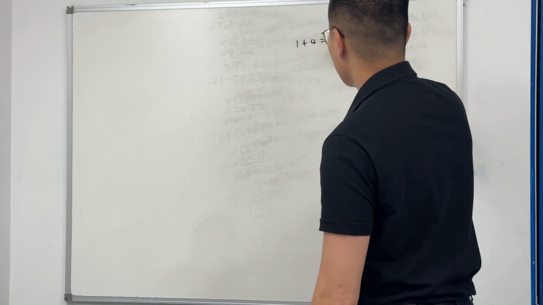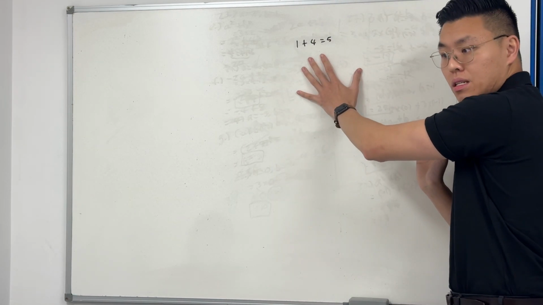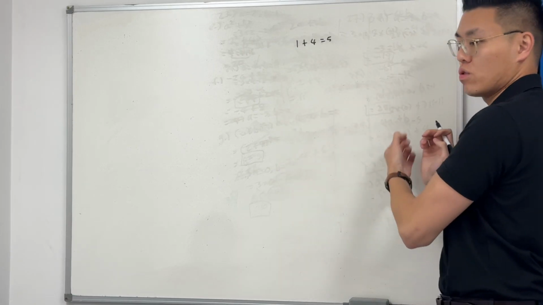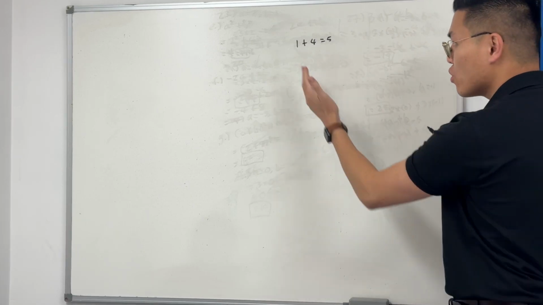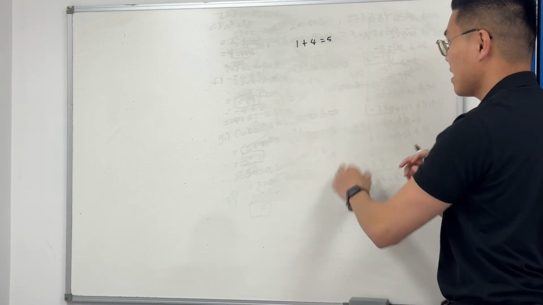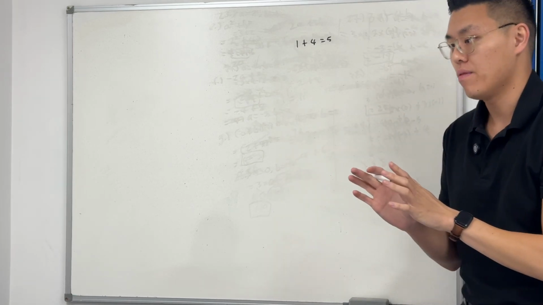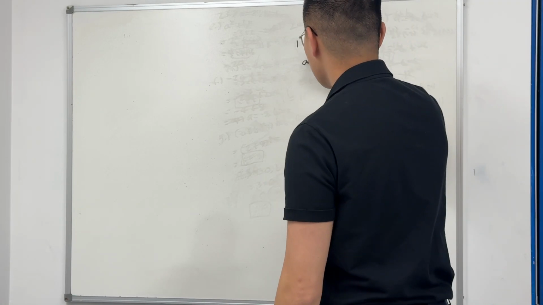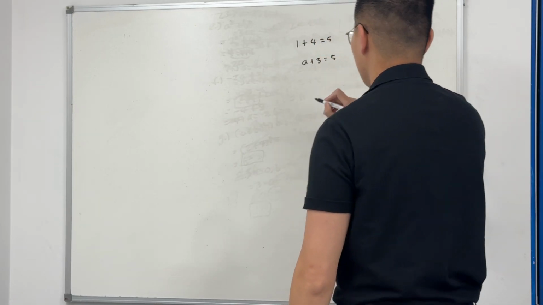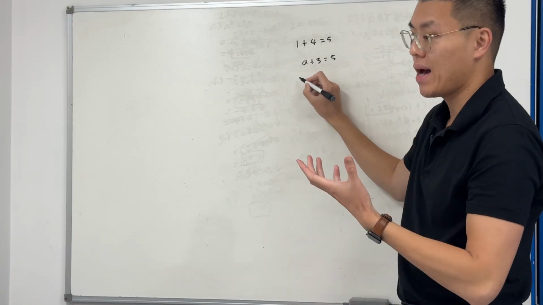In primary school, how do you read this in English? You say 1 plus 4 equals 5, right? That's what you say. What you're doing is you're reading from left to right. That's how you do it in primary school. But in algebra, it's a little bit different. So let me explain. Let's go back to our question from before. It was this. Okay, so this is how I want you to think about algebra.